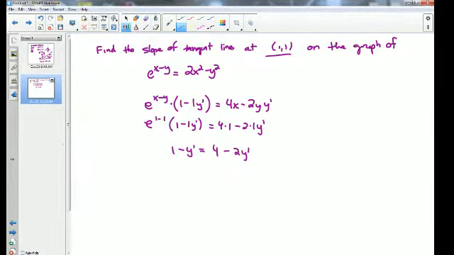What's e to the 0? 1. So then, can you move the y prime over and then move the 4 over? Yeah, I would go opposite. I would add 2 y primes and subtract 1, because it's faster, but either way works. It doesn't matter. So add 2 y primes and minus 1. We get y prime equals 3. There's your slope. Wow! Ain't that nice?